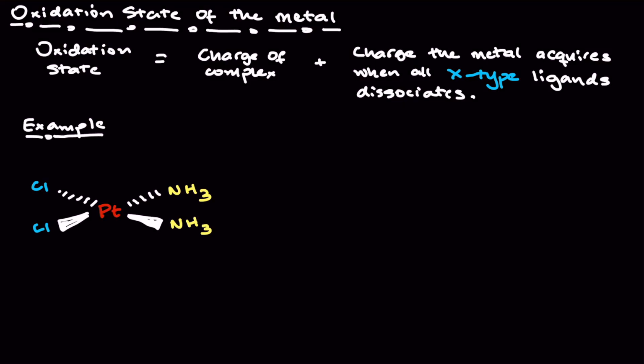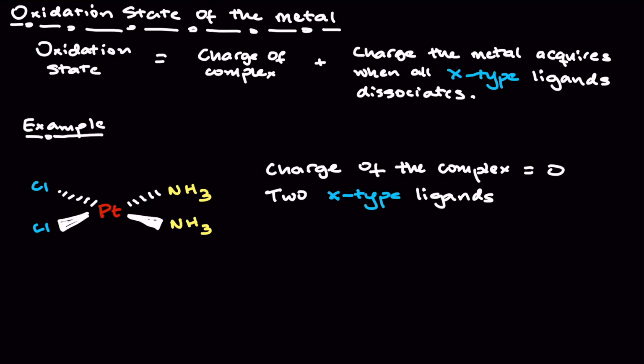So as an example, let's go back to our cisplatin scenario again. In this structure, the charge of the complex is 0. If it was a value that was not 0, you would be shown that it's either a +1, a -1, a +2, or a -3 charge complex. But in this case, it's 0. There are two X-type ligands on this complex, the two chlorines, which means if you hypothetically take both of them off, the platinum will gain a +2 charge. As such, the oxidation state of the platinum in this particular complex is +2.